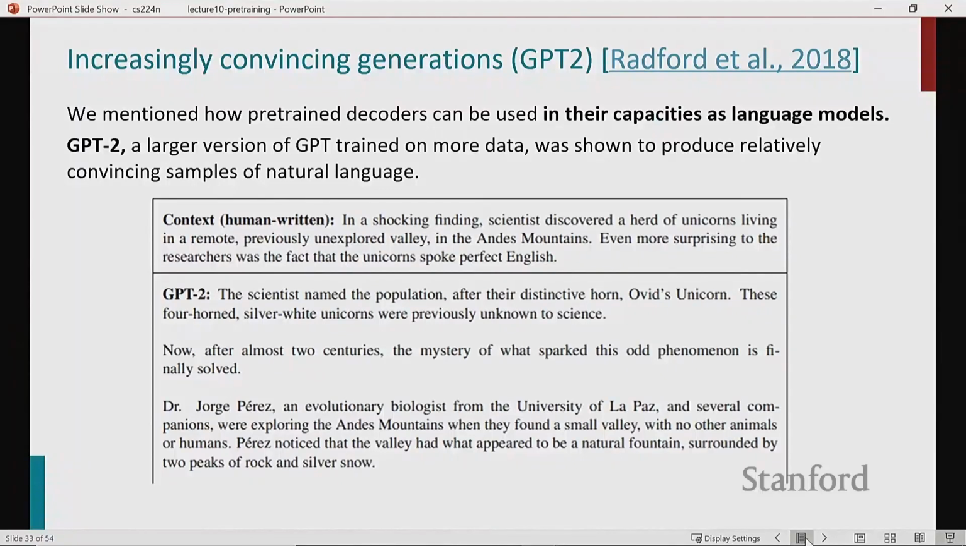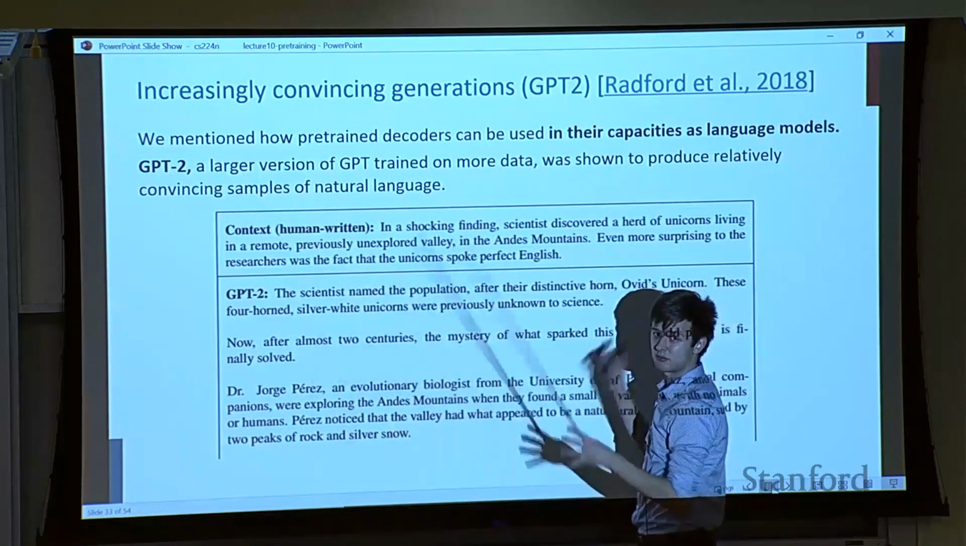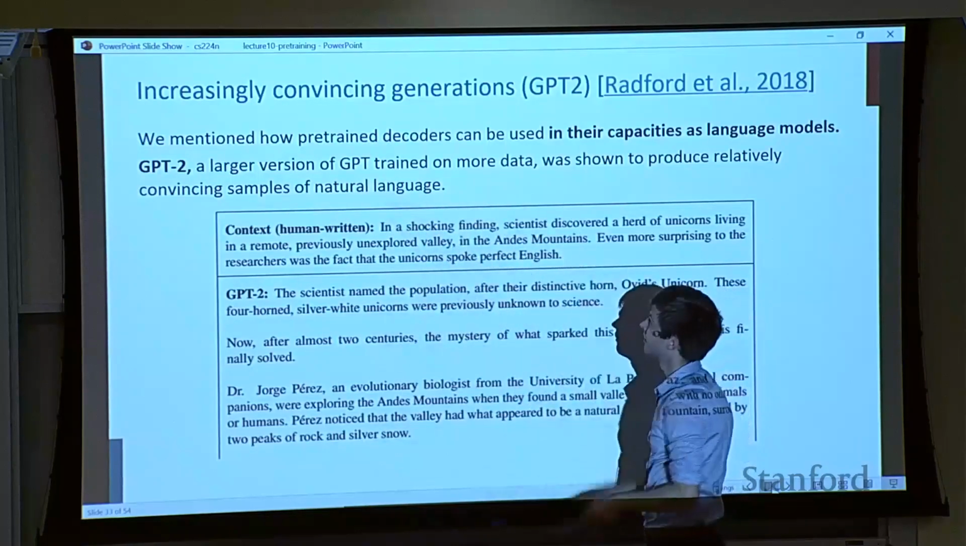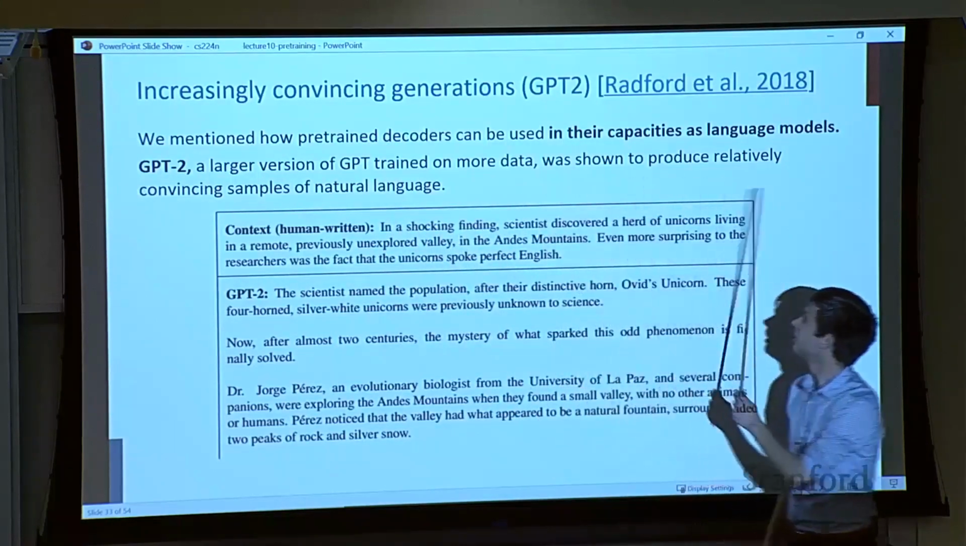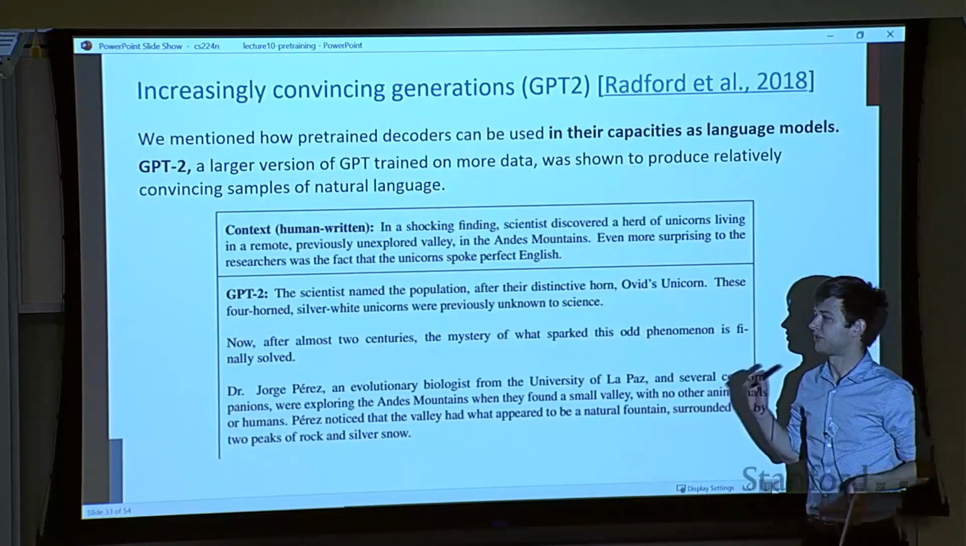So we said that we could interact with decoders just by sampling from them, just by saying they're probability distributions. So we can use them in their capacities as language models. And so GPT-2, this is really just a bigger GPT. Don't worry too much about it. With larger hidden units, more layers. When it was trained on more data, it was shown to produce relatively convincing samples of natural language.